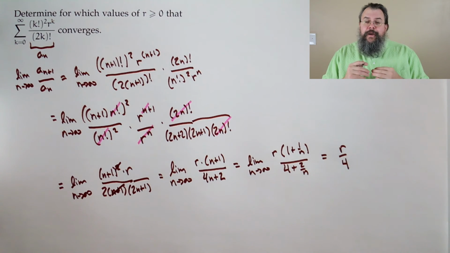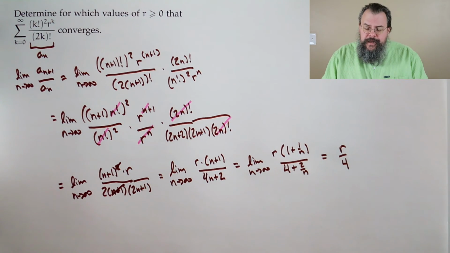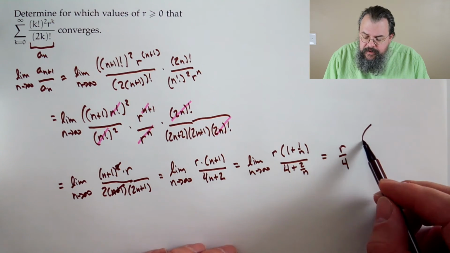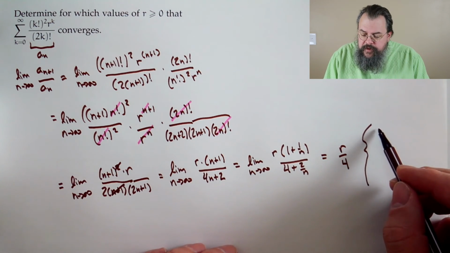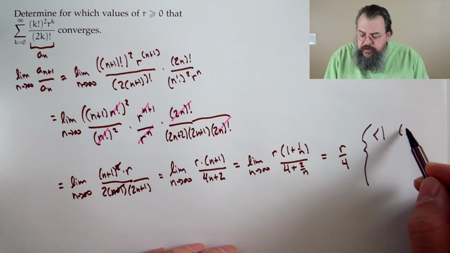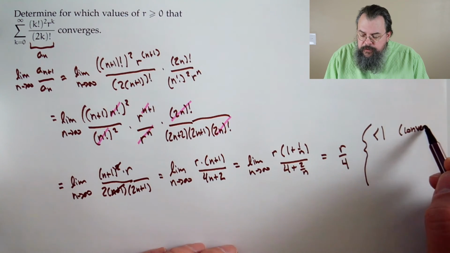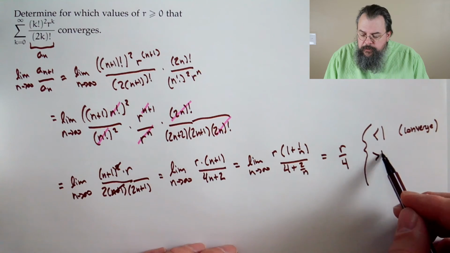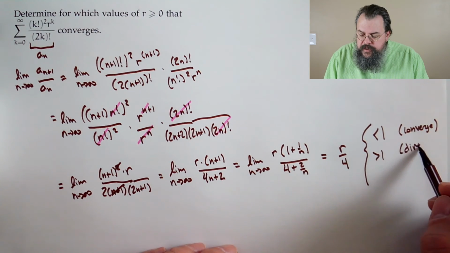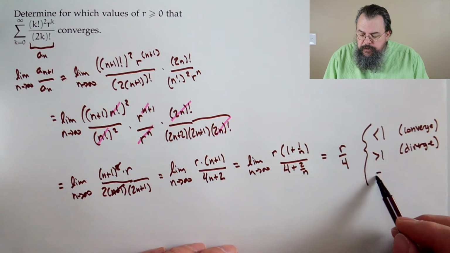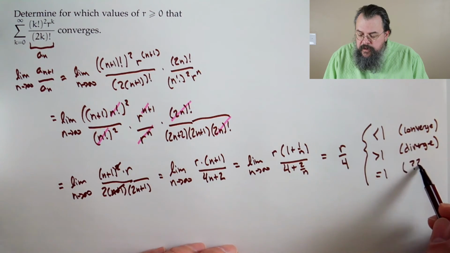But now we have to say, well, what do you do? You see, there's three possibilities that we have to explore. What happens if we're less than 1? Well, this is going to converge if we're less than 1. If we're greater than 1, this will diverge. And if we're equal to 1, we don't know.